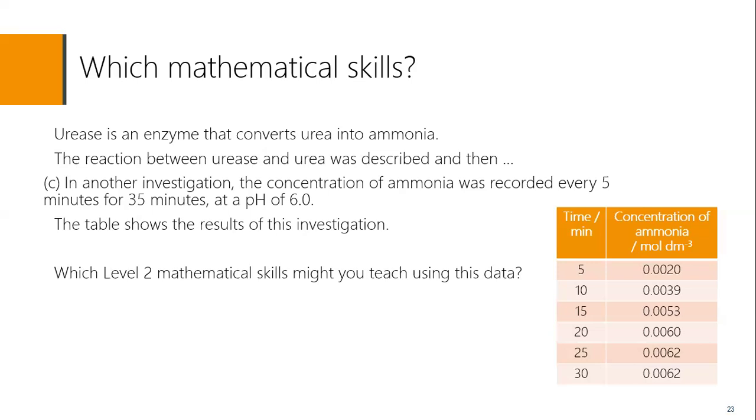So, which mathematical skills could you practice using this data? You've got a table of data, it's got the time, it's got the concentration of ammonia that's produced by urease, and the concentration of ammonia was recorded every 5 minutes for 35 minutes at a pH of 6. So type into the chat box what mathematical skills you think you could be testing.